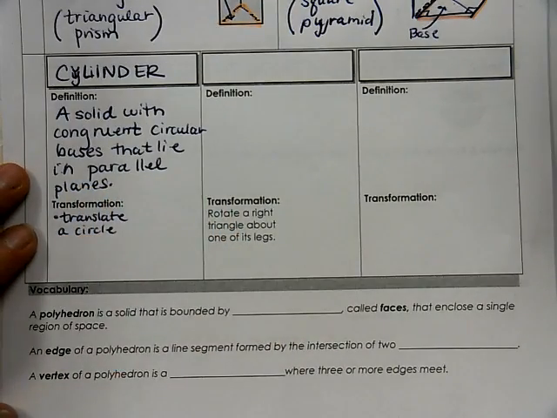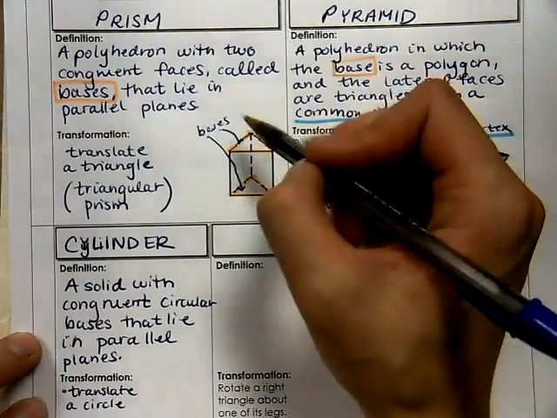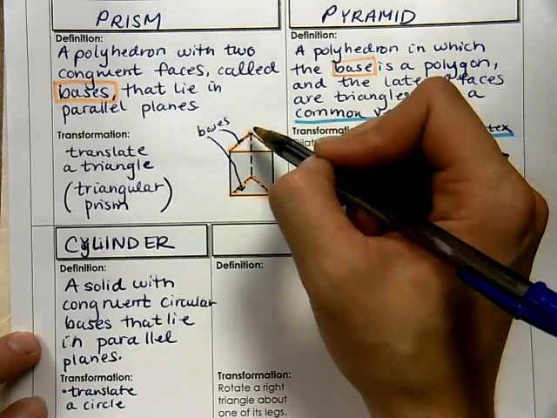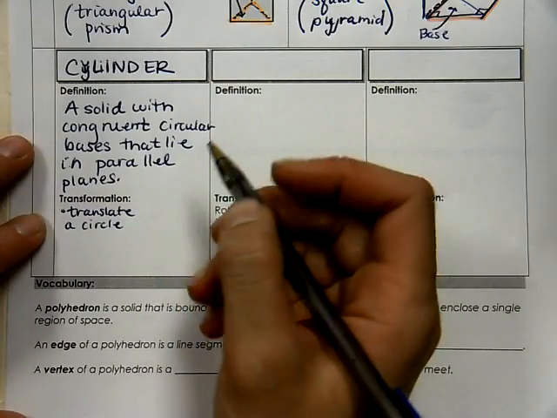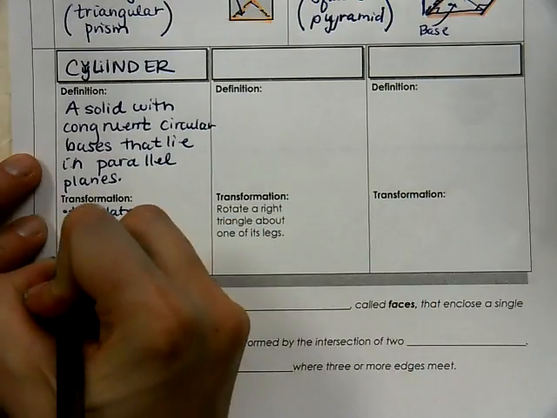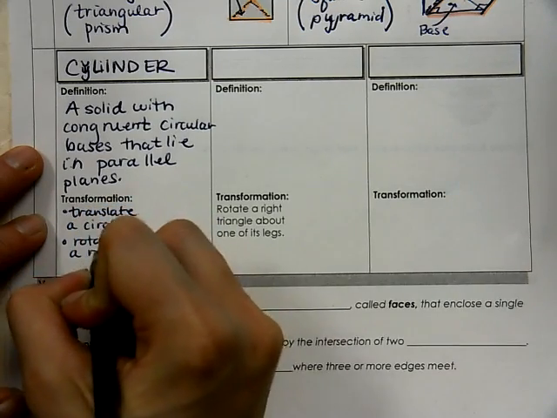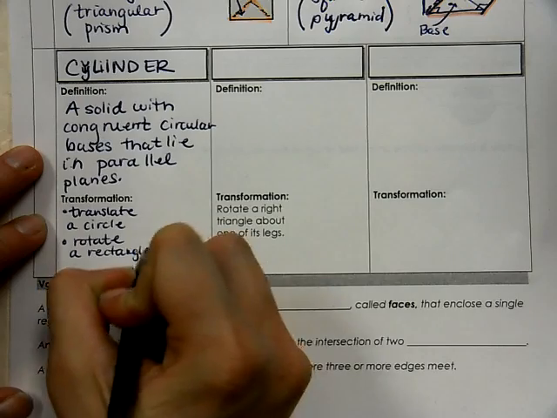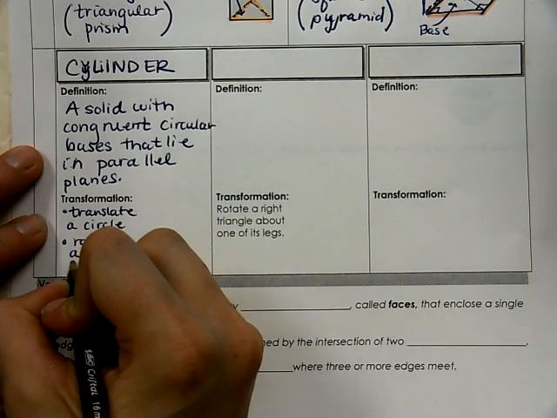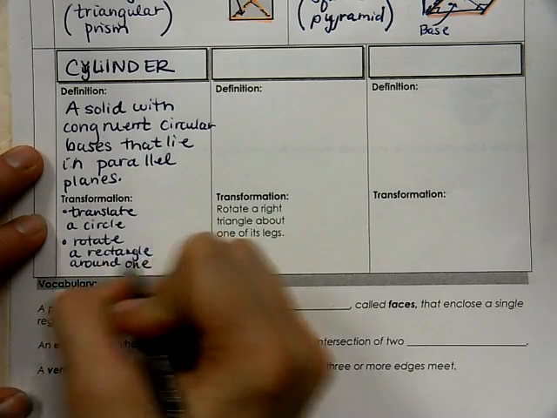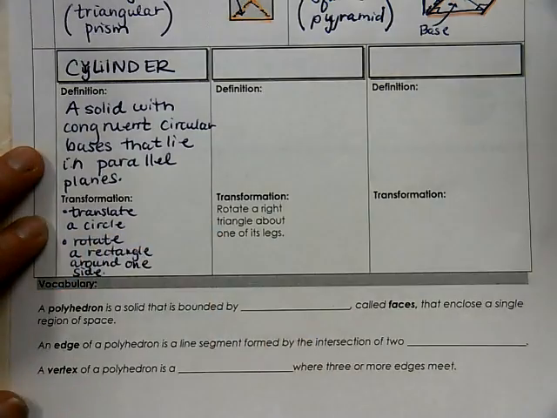When you translate a circle, it's kind of like what we did for prisms, where the base was a polygon, but now the base is a circle, so we get a cylinder. Some people also would say that you could rotate a rectangle around one side, and you would get a cylinder as well.